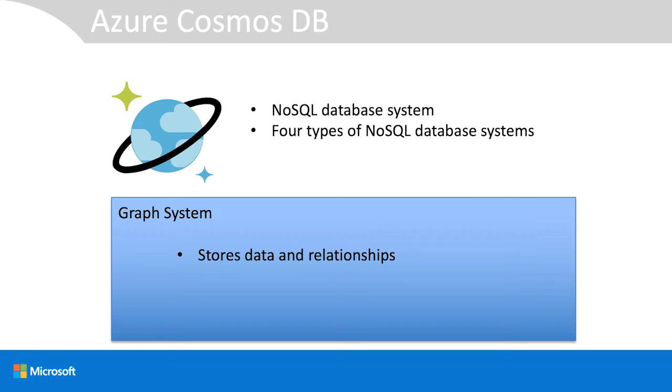In a graph system, data is stored in what are called nodes. This kind of system is great for things like social networks because it can store the relationships between people, all the things those people like, and things like that.